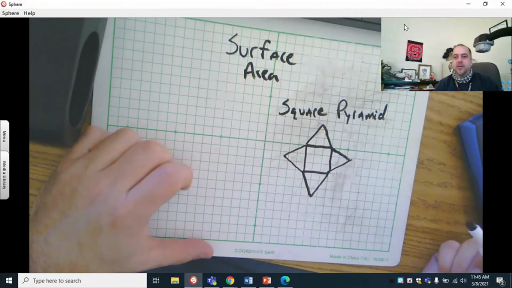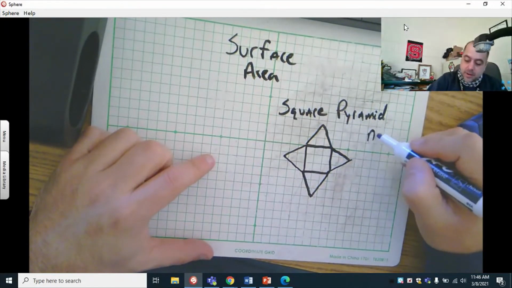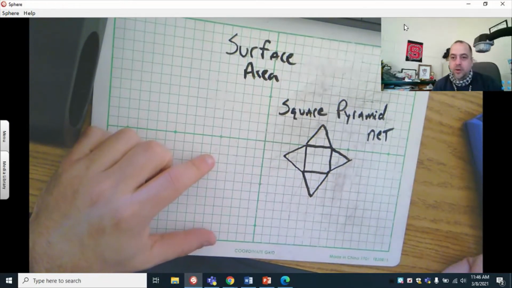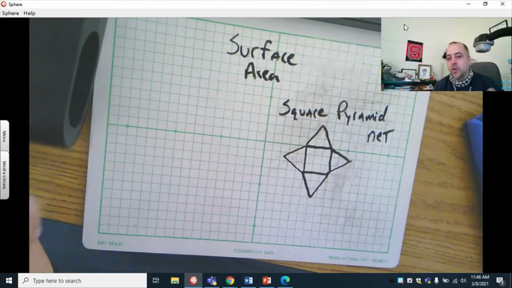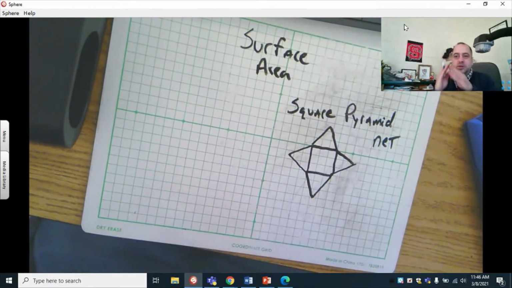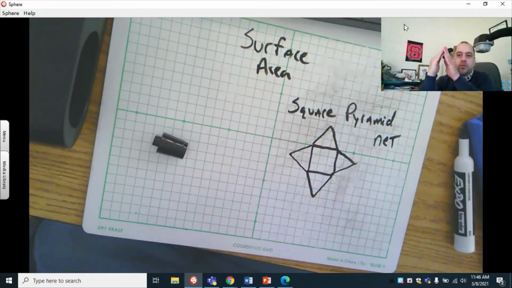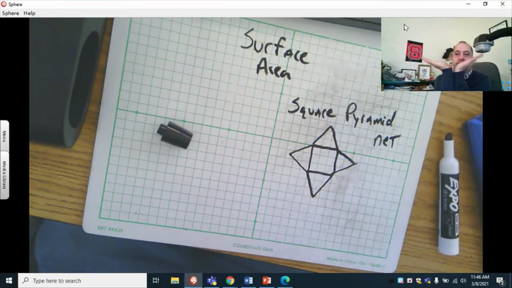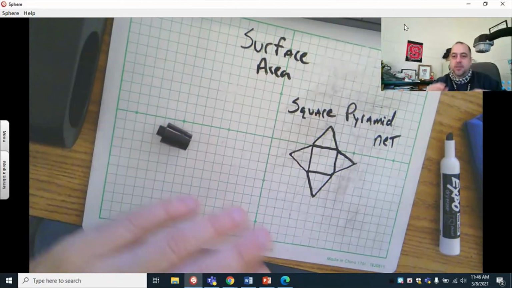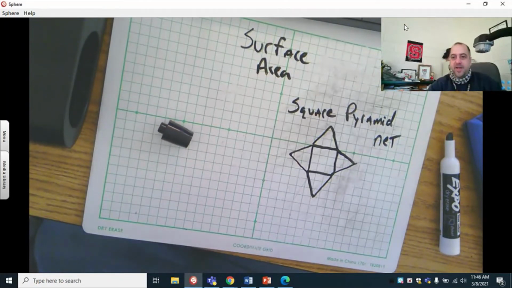All right, now this is called making a net out of the problem. And here's all we did. We took our pyramid and we took the walls of the pyramid and we folded them flat out like that. We mashed it down almost like a box. We folded it up and flattened it out.